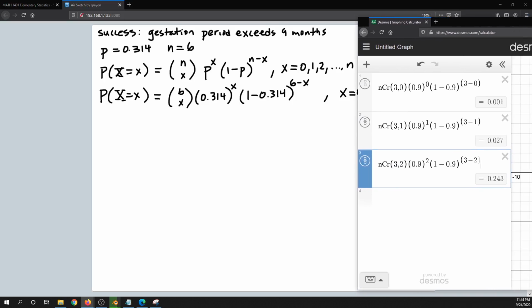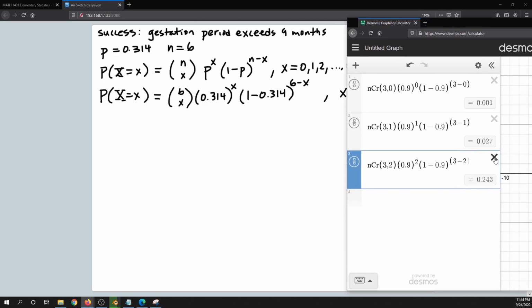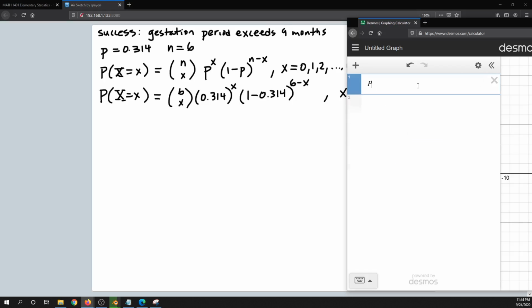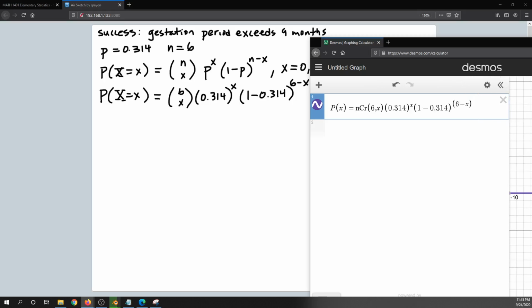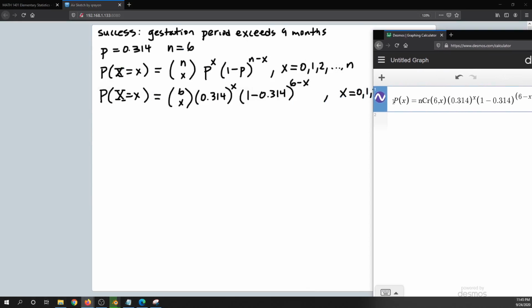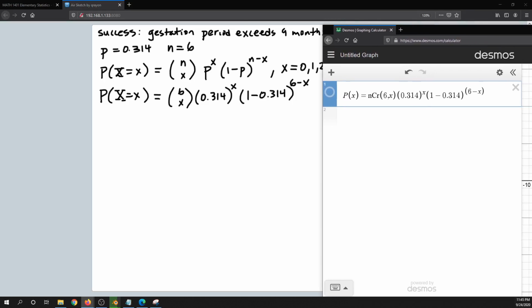Let me show you the best way to put that in Desmos. The best way is just to put it as p of x and then equals, and then NCR 6x. So you can see I'm leaving the x in there. Then 0.314 to the x, and then 1 minus 0.314 to the, and then in parentheses 6 minus x. Okay, so that's what the formula is going to look like in Desmos. You'll get some kind of crazy graph that looks like this, but you don't have to worry about it. You can just turn it off. All right, so there's our formula.